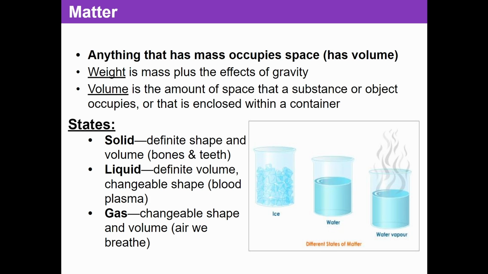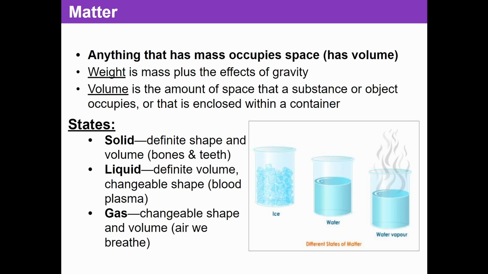And weight and volume are different. Weight is the mass plus the effects of gravity. So a person's weight on Earth is different than it would be on another planet because the amount of gravity on those planets is different. Volume is the amount of space that a substance or object occupies, or that is enclosed within a container.